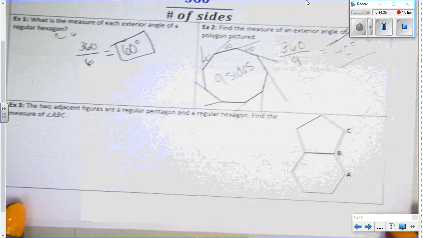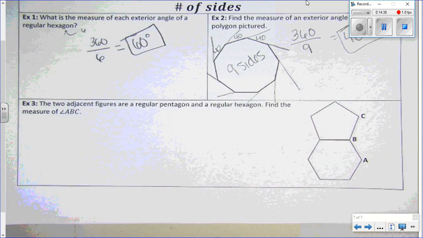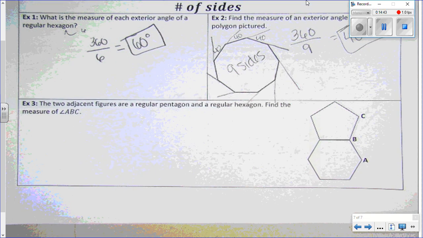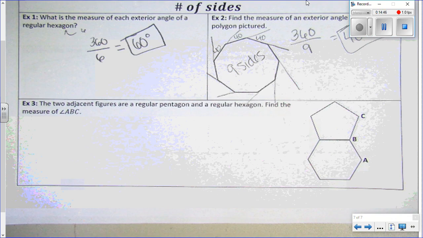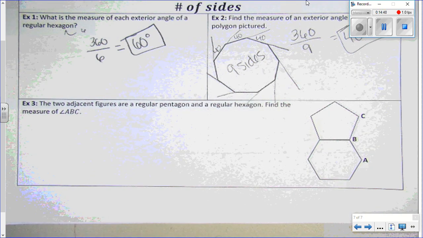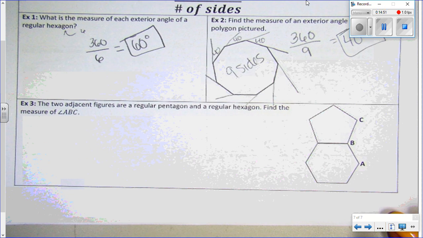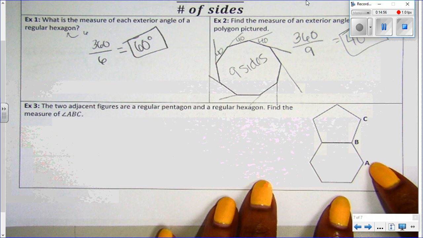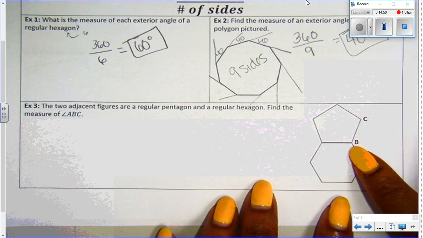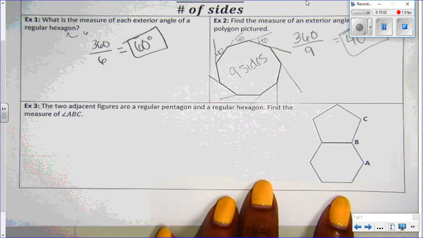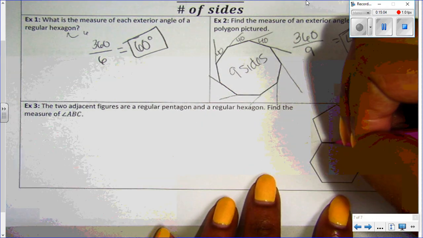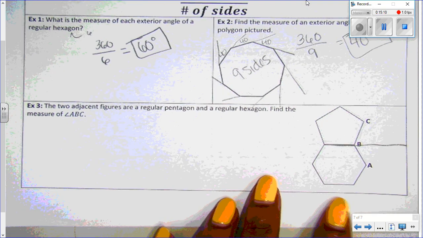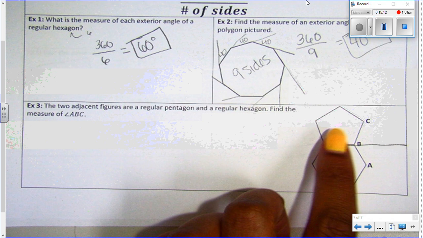And then the question that they like to show plenty of times is when you actually have two figures stacked on top of each other and they want to know the sum of the joined exterior angle. Okay? So here they have two adjacent figures, a regular pentagon and a regular hexagon. Find the measure of angle ABC. So ABC, as you can see, is this exterior angle for both shapes. So what you're going to do is find the exterior angle for each one of them and then add them together.